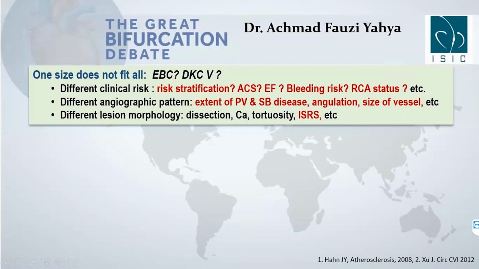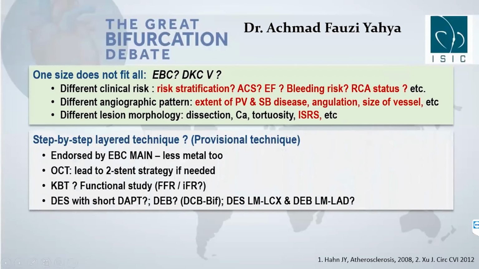Different lesion morphology in stent restenosis. So we have two options. One is, of course, provisional stenting, and this is also already endorsed in the EBC Main. With this technique, we will have less metal in the bifurcation side. We know that this patient also fits the inclusion criteria of EBC Main. I'm happy to know that OCT was used here, and this may lead to a two-stent strategy if necessary.